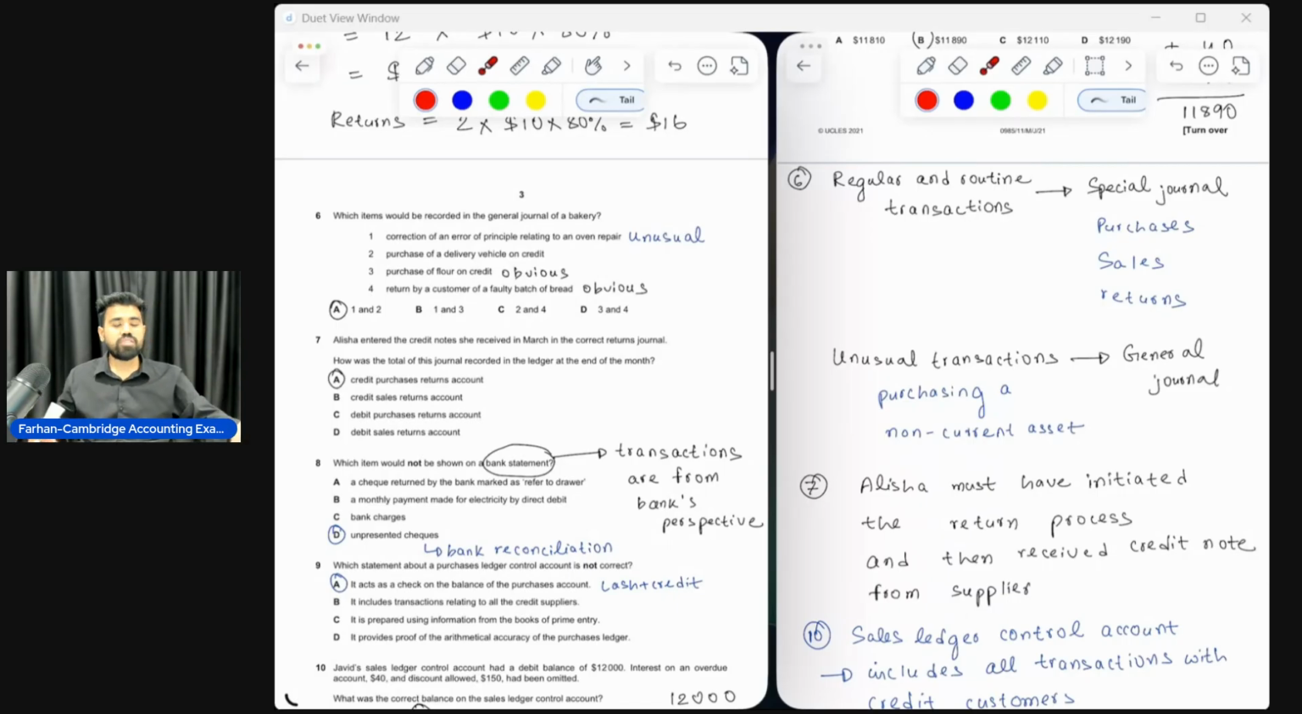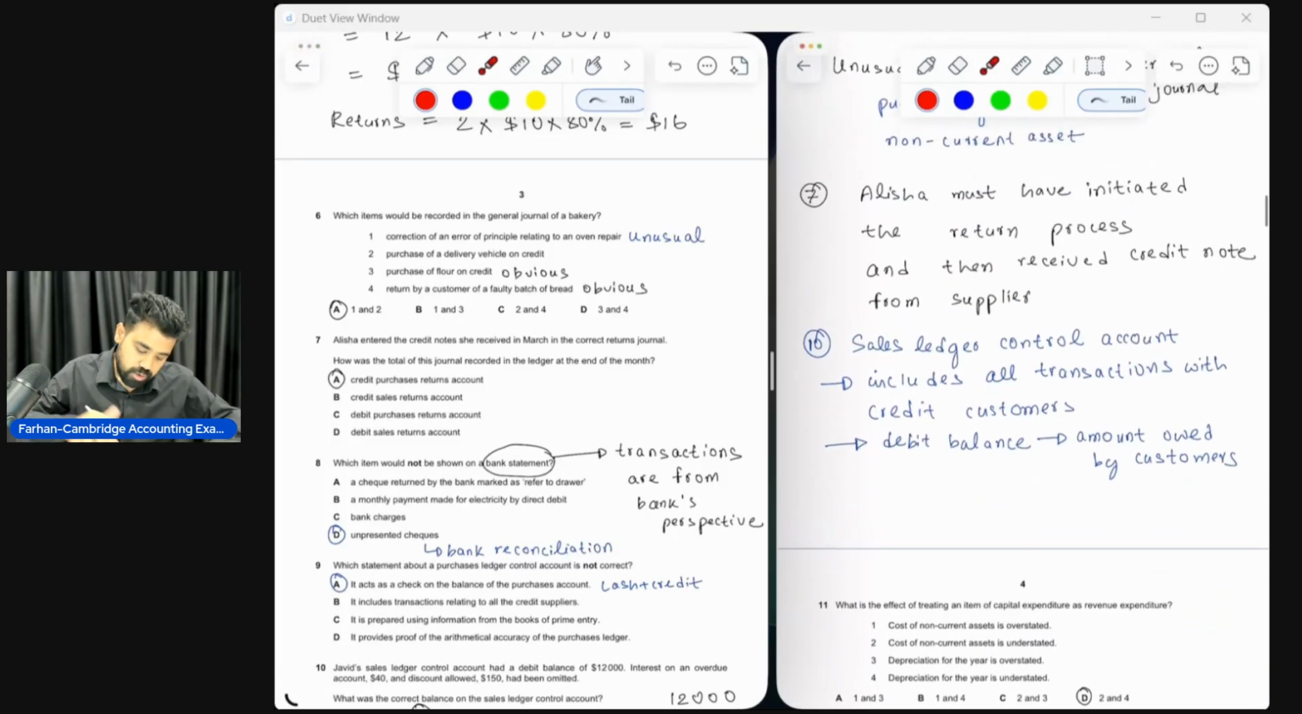So whoever runs the bakery knows that this could be possible, where a customer may return faulty items for bread, right? So therefore, the unusual transactions are statement 1 and statement 2, as we have already discussed, and the correct answer for number 6 is A. Let's move into question number 7.